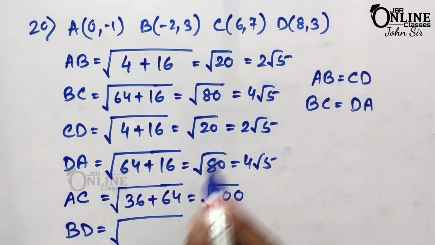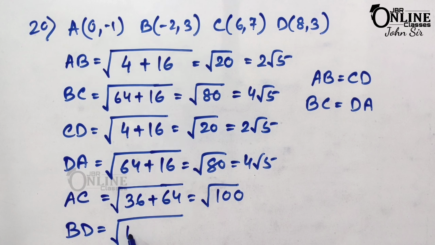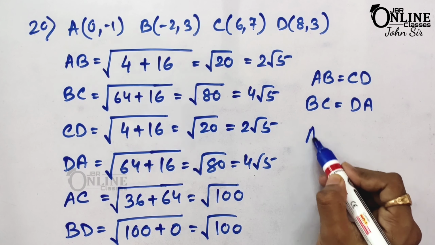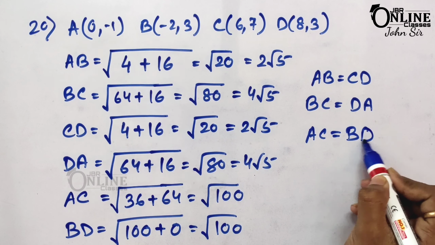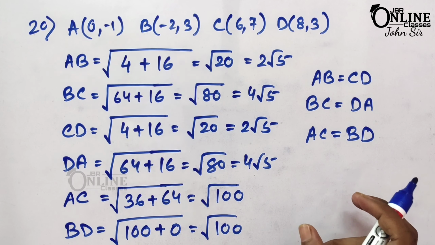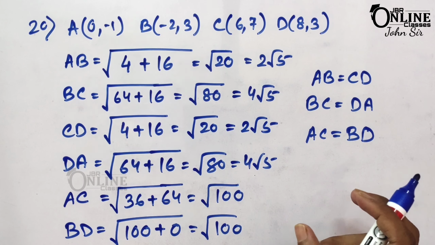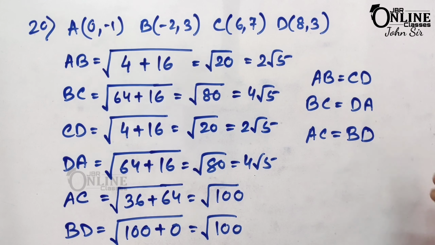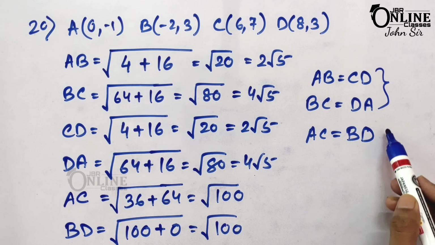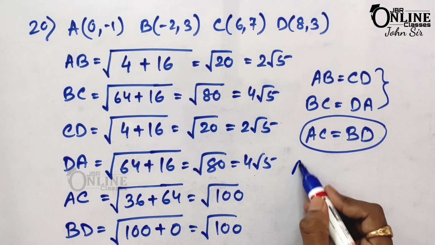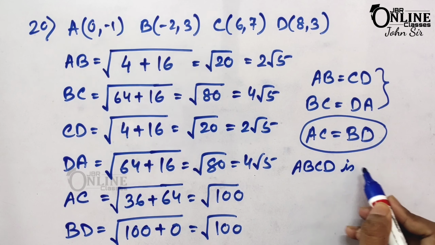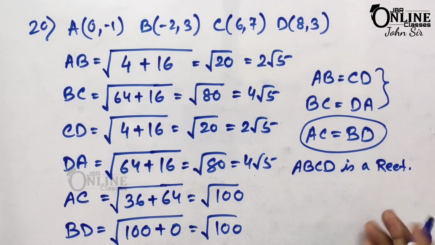So here BD equals 8 plus 2, so 10 square, that means 100, and the next one 3 minus 3, that means 0, so that equals also root 100. Now you have to remember that the diagonals of a rectangle are always equal, but the diagonals of a parallelogram are not equal. So here the opposite sides are equal and also the diagonals are equal, that means here ABCD is a rectangle.